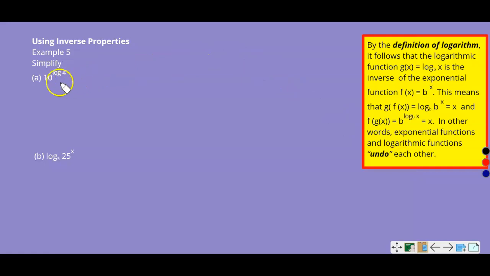So if you look at part A, you've got 10 to the log 4. Remember, log, when there's no base, it's assumed to be base 10. So again, here's the exponential part, b raised to the log b cancels and leaves x. So that means this one's going to be just 4. Because again, that can be rewritten as 10 to the log base 10 of 4. All right, so that equals 4.